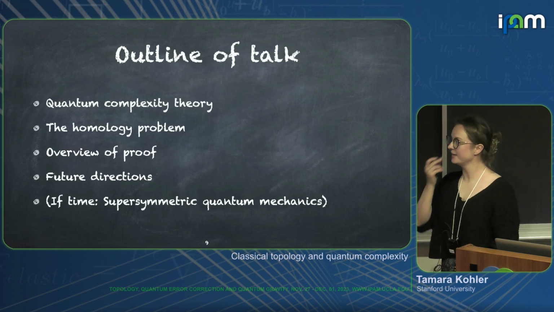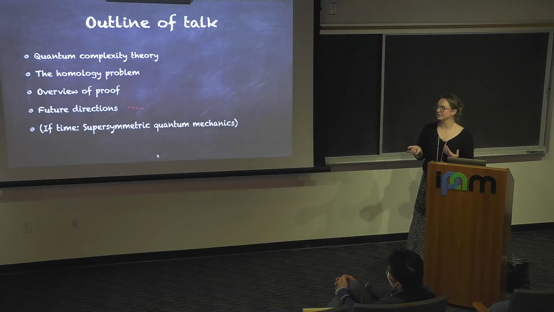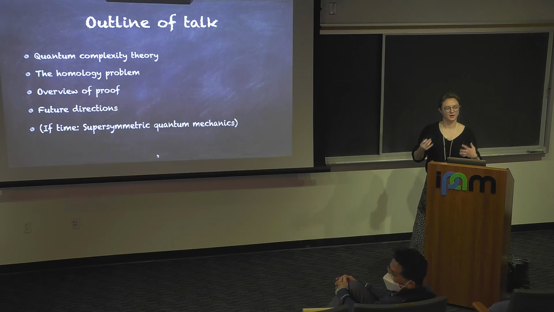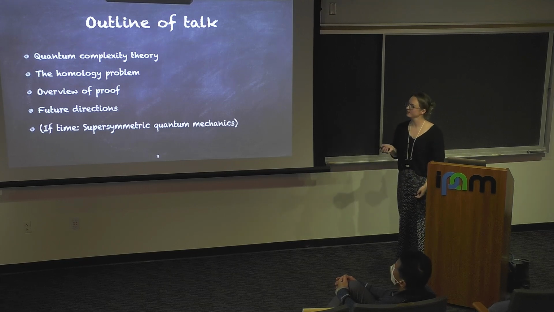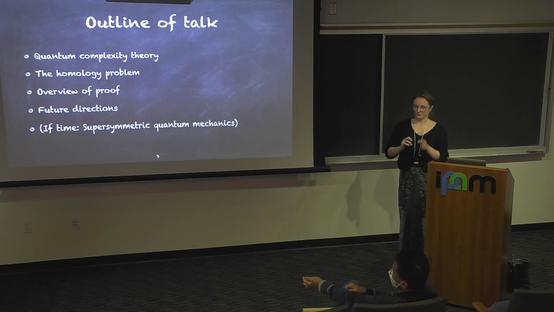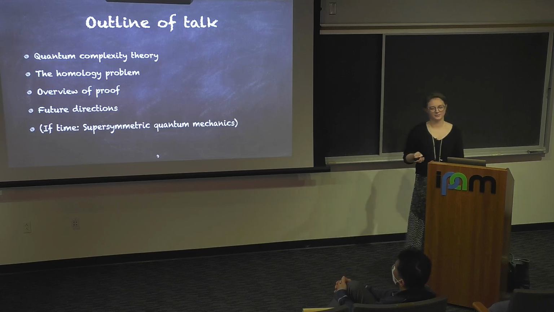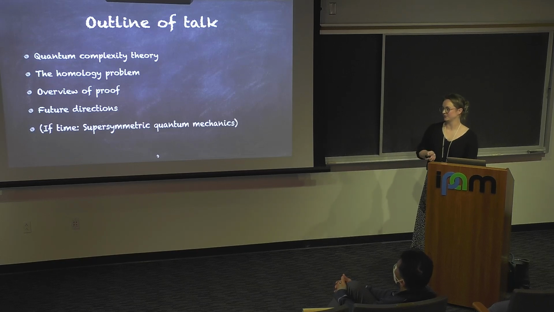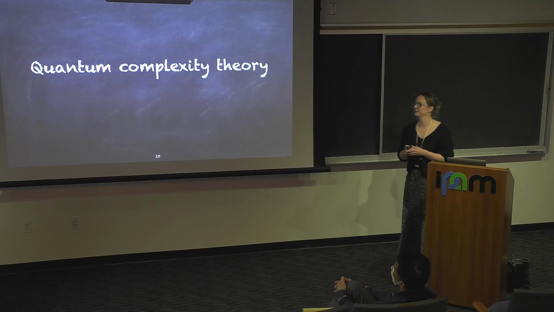Okay, so in the rest of the talk, I'm going to start by giving an outline of quantum complexity theory in a little bit more detail. Then I'm going to define the homology problem more precisely, to make it mathematically rigorous exactly what we mean by holes in spaces, and to explain what this promise is that I've mentioned a few times. I'm then going to give an overview of the proof. This won't be a detailed proof, but hopefully it will give you some intuition for how the proof goes. And I'll finish up by talking about some open questions. And if there is time at the end, I'll talk about the link with supersymmetric quantum mechanics a little bit more. Okay, so first up, quantum complexity theory.